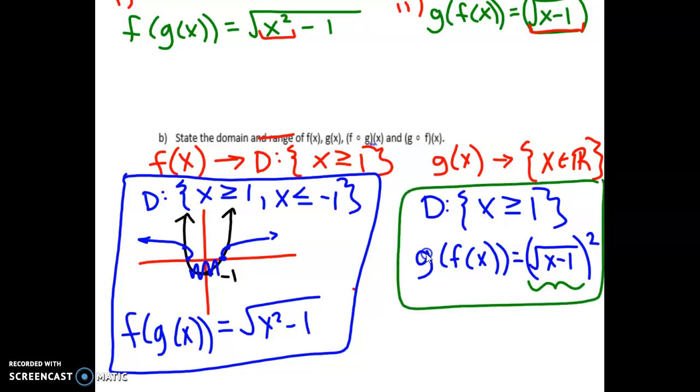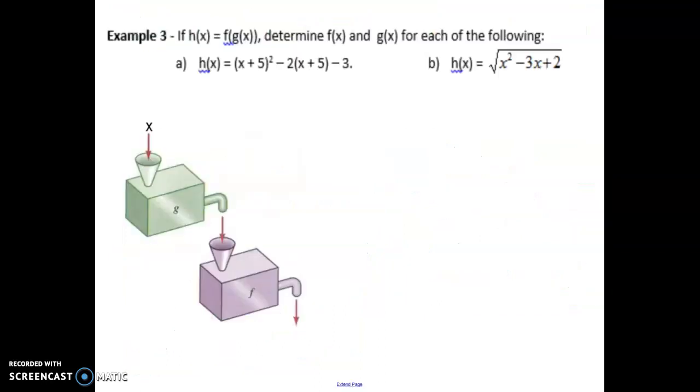So that would be my domain for that situation. Alright, so example 3 is working backwards. I do think these ones are fairly simple. It should be quite obvious in each question. So this one's saying that h of x is f of g of x. We're going to determine f and determine g.